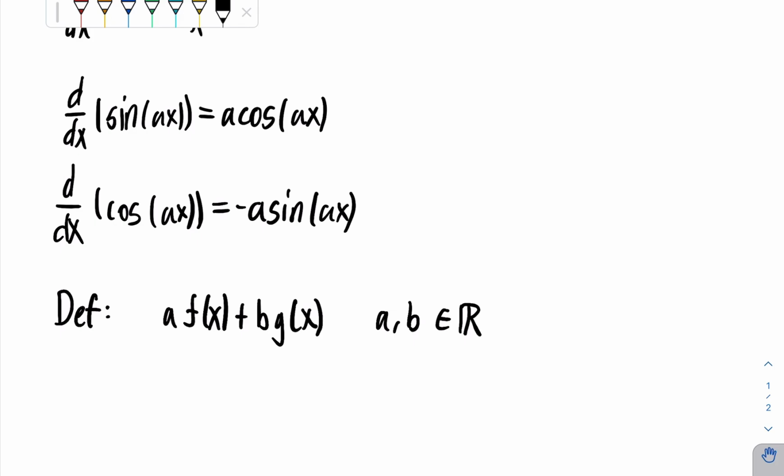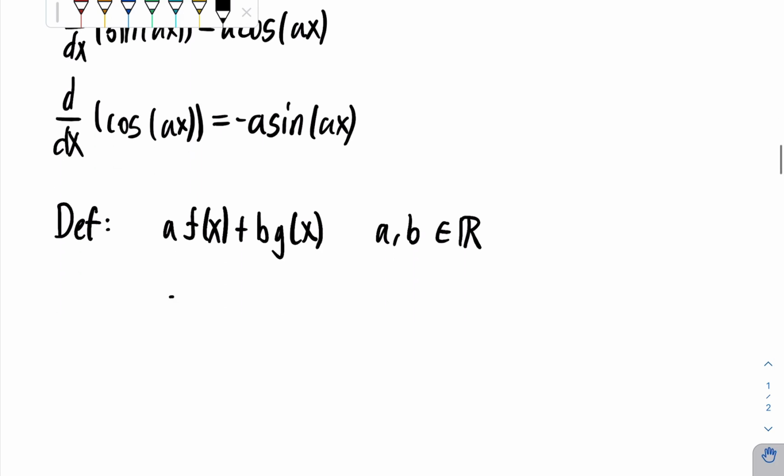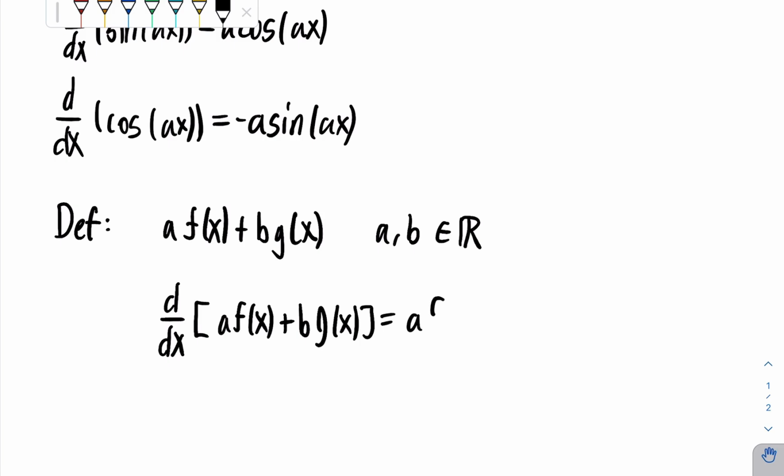So we can exploit this linearity to say that the derivative of a times f of x plus b times g of x is equal to a df dx plus b dg dx.